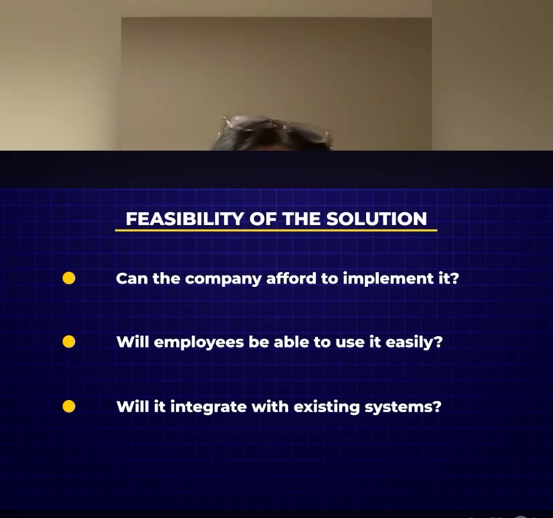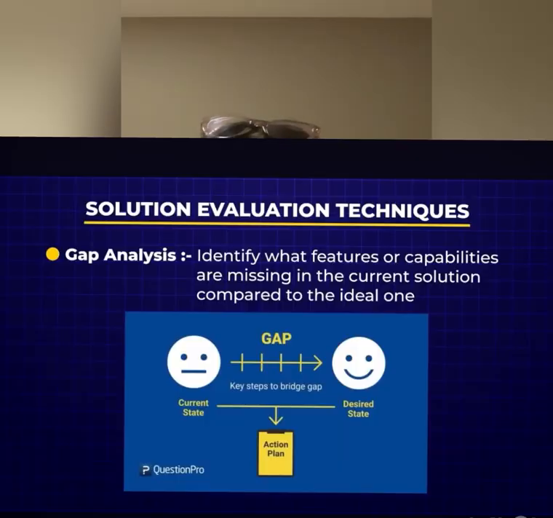You ask questions like, is the solution affordable? Will employees be able to use it easily? Can it integrate with existing systems? You may also conduct feasibility studies to compare multiple options and determine the best path forward.